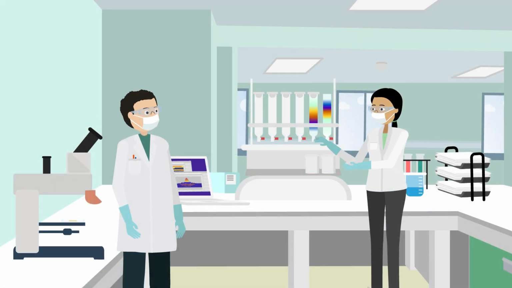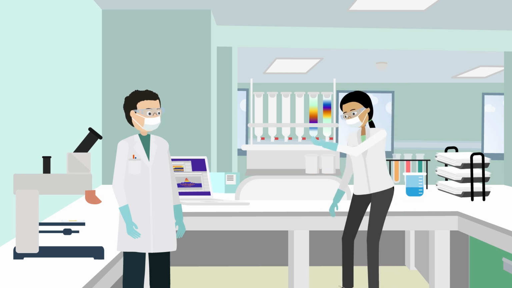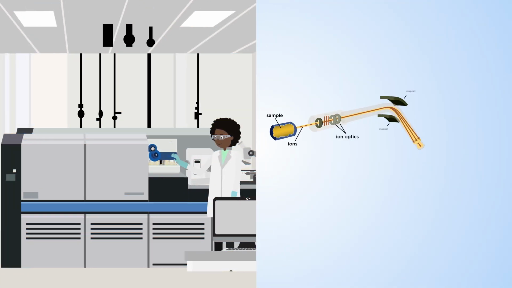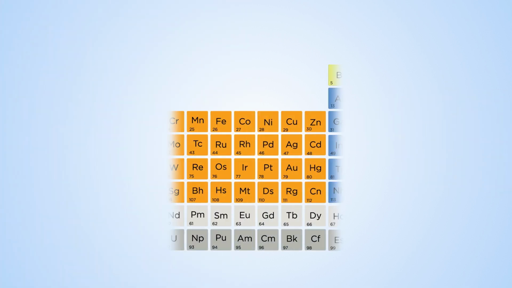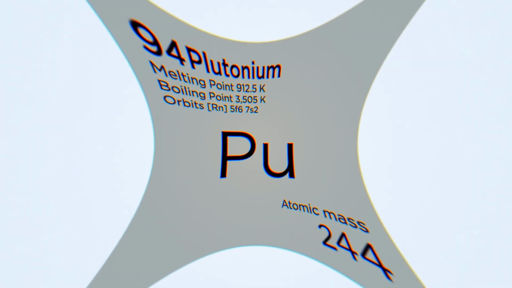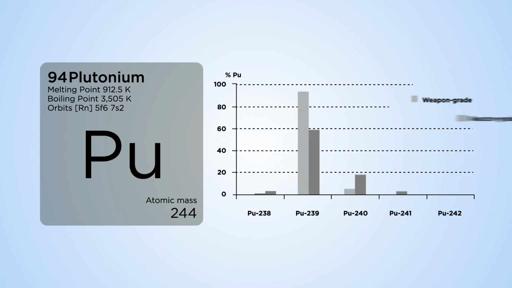Finally, the isotopic composition of the material can be determined. This requires chemical separation to isolate the elements of most interest. Specialized instruments called mass spectrometers can then precisely measure the isotopic composition of the interdicted material, providing important clues about where it could have come from.